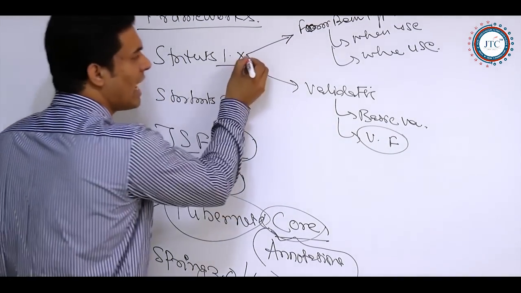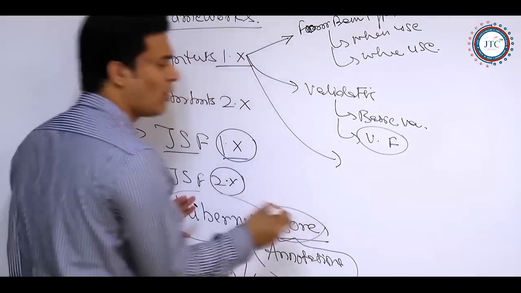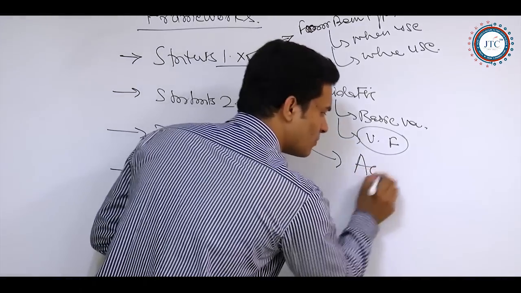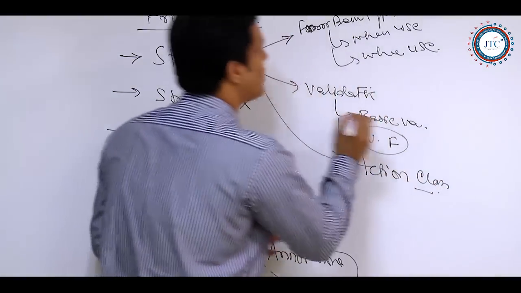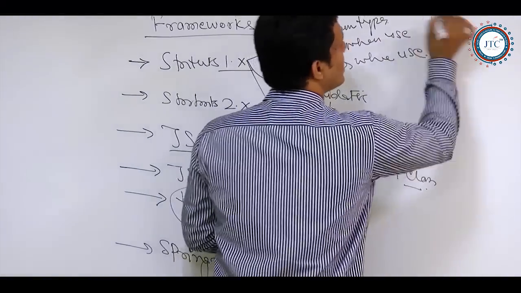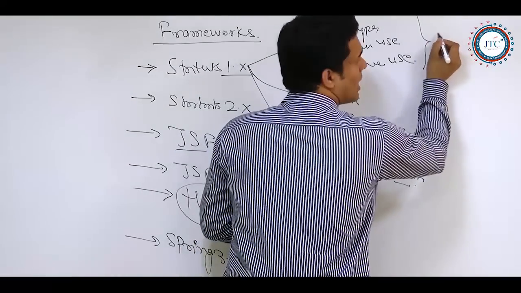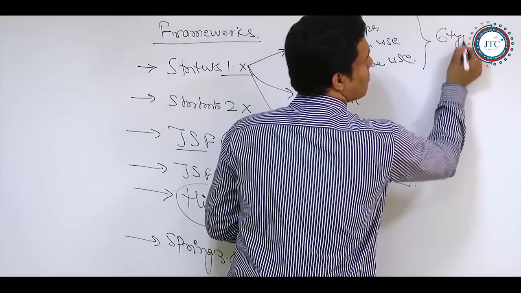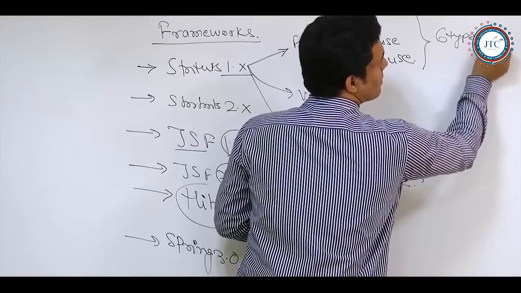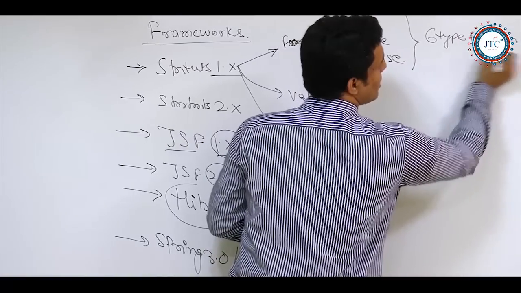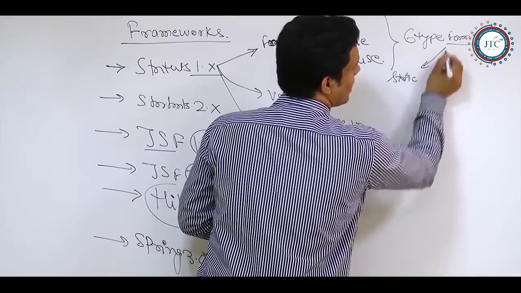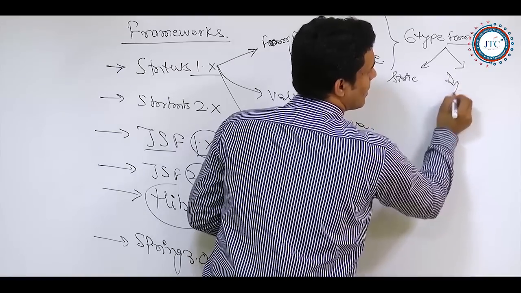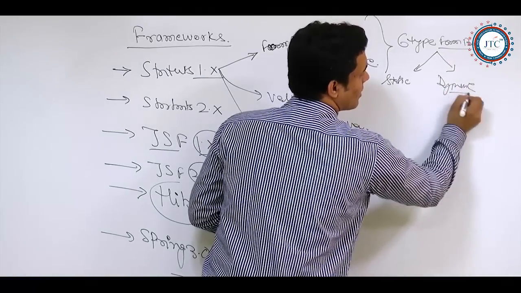With that, one more very important thing is the action classes. When we talk about form beans, there are mainly 6 types of form beans available. Of these, 3 are static and 3 are dynamic, right?